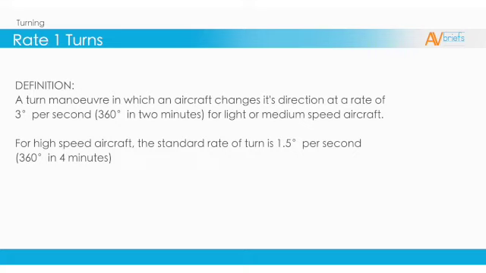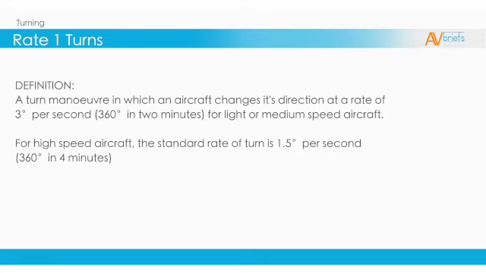When flying in instrument conditions, when visibility outside the airplane is not possible, turns are done at what is called rate 1. The definition of rate 1 is a turn maneuver in which an aircraft changes its direction at a rate of 3 degrees per second. This equates to 360 degrees, a full circle, in 2 minutes, for light and medium-speed aircraft. For high-speed aircraft, the standard rate of turn is 1.5 degrees per second. That equates to 360 degrees in 4 minutes.